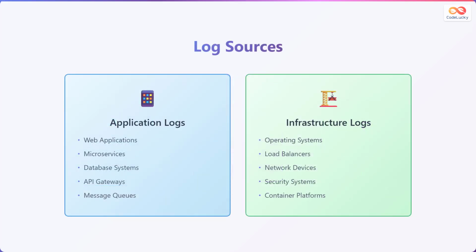Let's explore the various log sources. These can be broadly categorized into application logs and infrastructure logs. Application logs originate from web applications, microservices, database systems, application programming interface gateways, and message queues. On the other hand, infrastructure logs are generated by operating systems, load balancers, network devices, security systems, and container platforms.